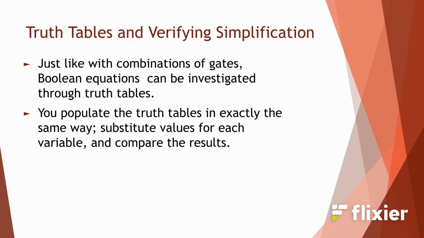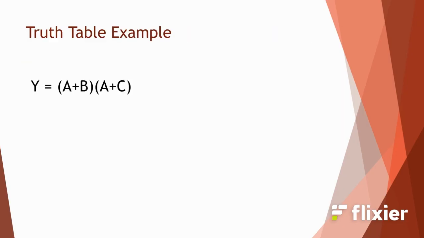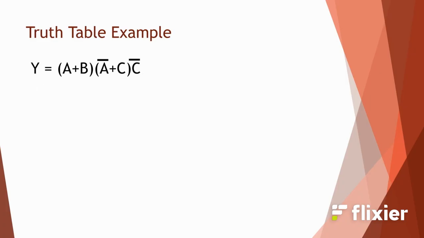Truth tables can be used to investigate and verify Boolean equations, just like with logic gate combinations. Substitute values for each variable to compare the results. Here is an example equation. Y equals the quantity A plus B times the quantity A plus C. We can use a truth table to find the output Y for all input combinations. This slide continues the truth table example for Y equals the quantity A plus B times the quantity A plus C times C. Note the additional C term here.